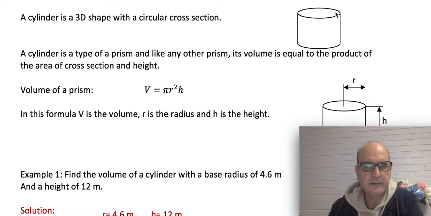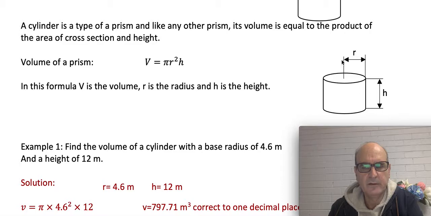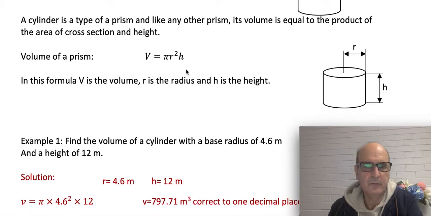So the only difference here, the base is a circle and the area of a circle is given by pi times radius squared. So if the radius of this circle is r, its area will be pi r squared. Then we times it by the height, and that is the height of the cylinder. So area of the base times by the height. So pi times r squared times h.